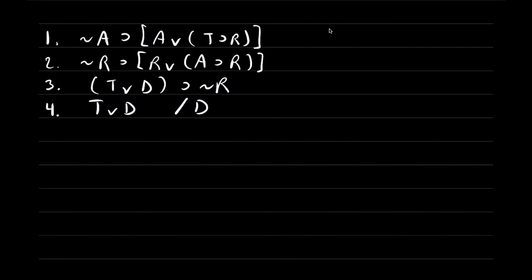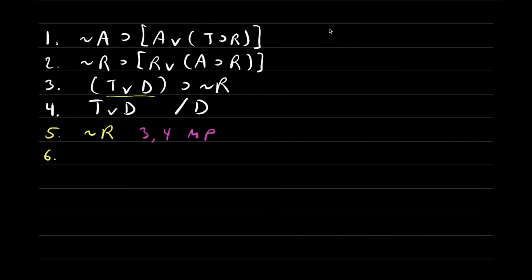So let's dive in. Line 5. The very first thing I notice is that line 4, T or D, is the antecedent of the conditional in line 3. So from that, we know not R has to be the case. And that's going to follow now from line 3 and line 4 by Modus Ponens.